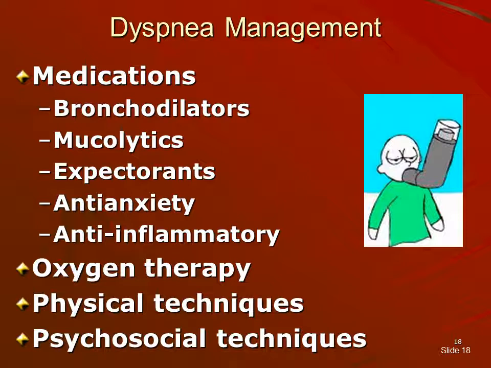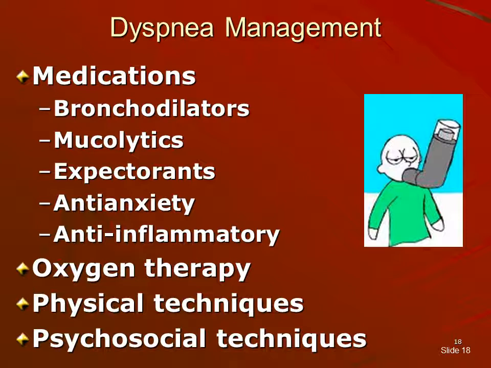Anti-anxiety medications may be used, such as Xanax. Anti-anxiety medications allow the patient to relax because when being short of breath or dyspneic, patients very easily become anxious. Anti-inflammatory medications may also be used, such as steroids, to help decrease the inflammation or the narrowing of the bronchioles to allow more airflow.